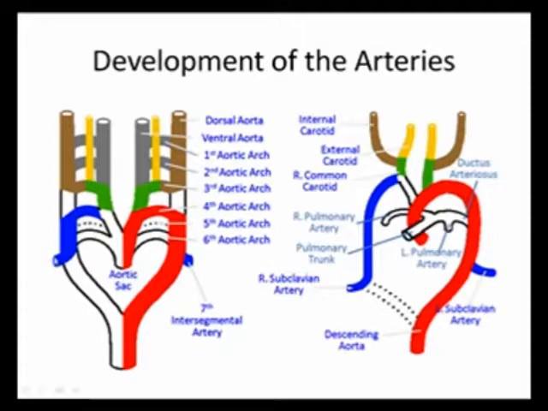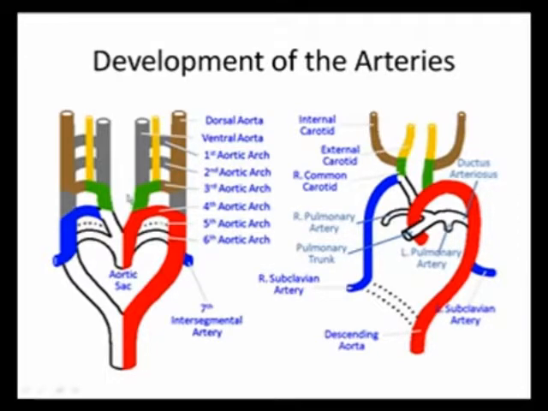On the right side, the fourth aortic arch, the descending portion of the right dorsal aorta and the seventh intersegmental artery are going to contribute to the subclavian. They're going to make up the subclavian artery, which we can see here.